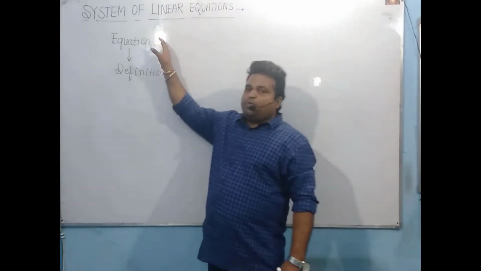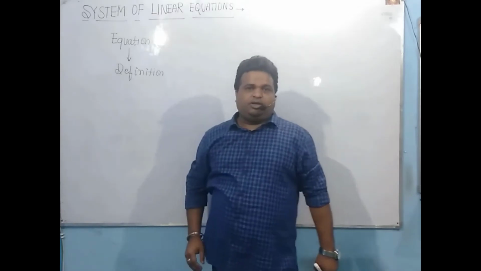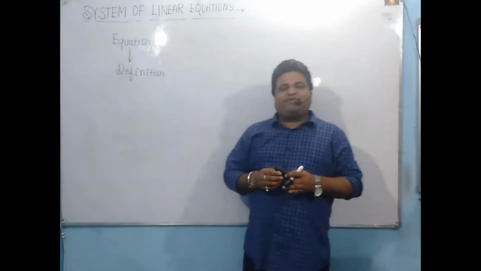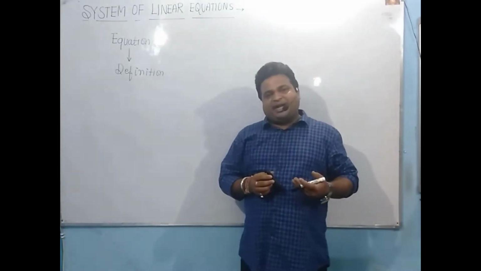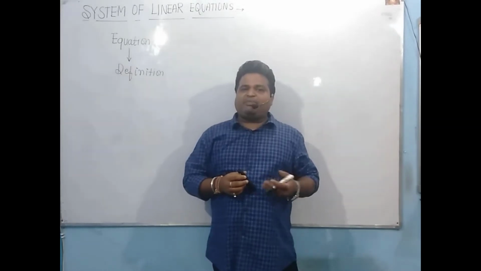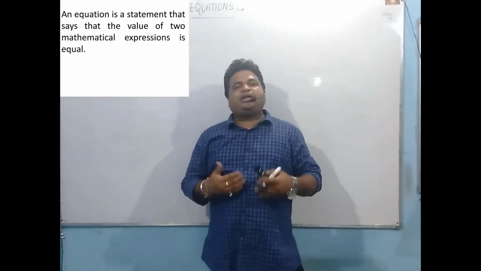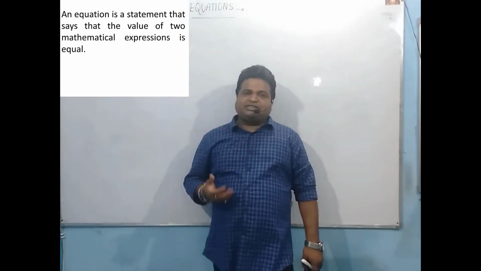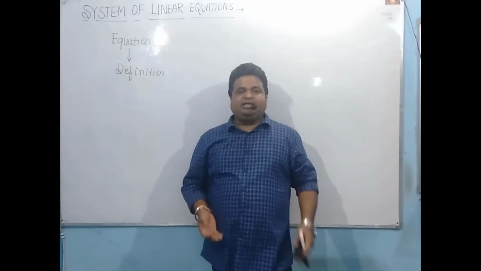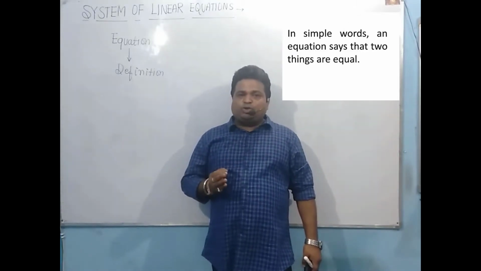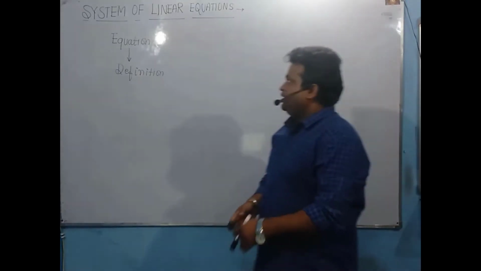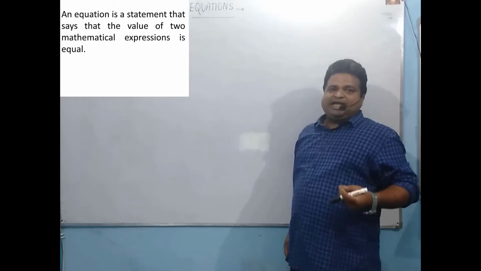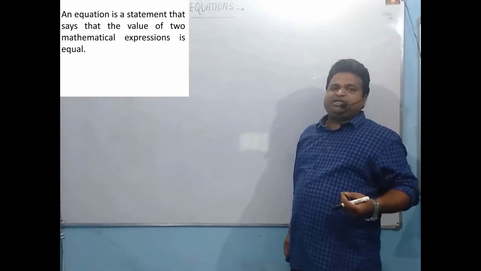So first thing is, what is the definition of equation? An equation is defined as a statement that says that the value of two mathematical expressions is equal. I repeat again, an equation is a statement that says that the value of two mathematical expressions is equal, or in other words you can say that an equation says that two things are equal.